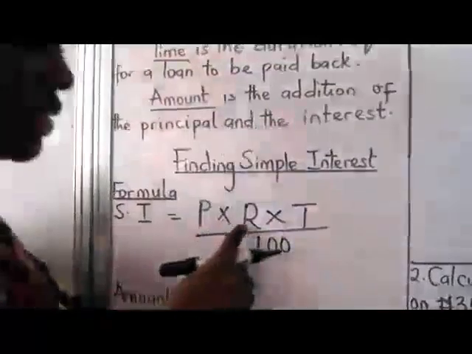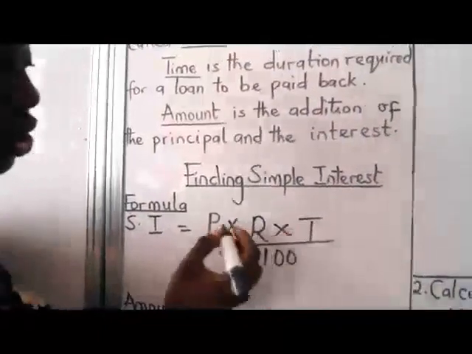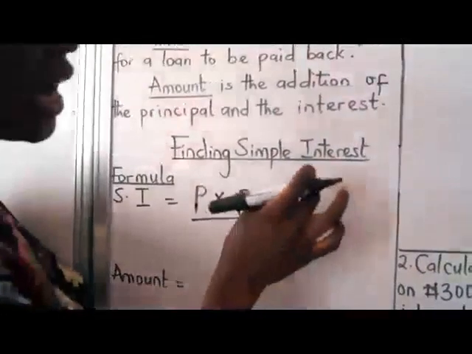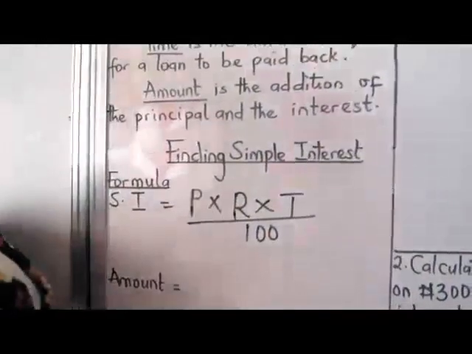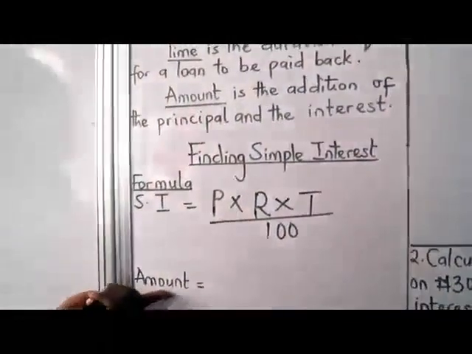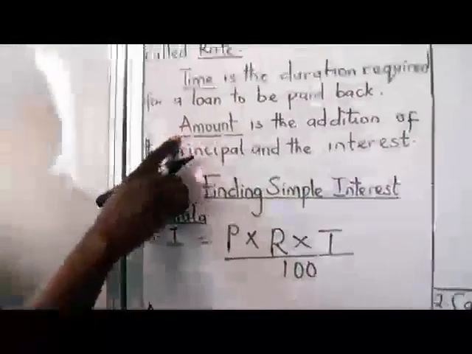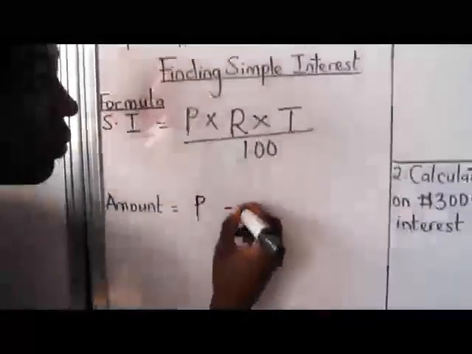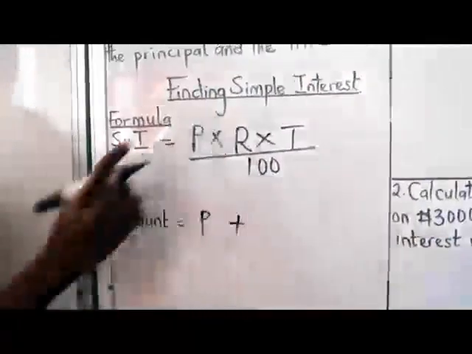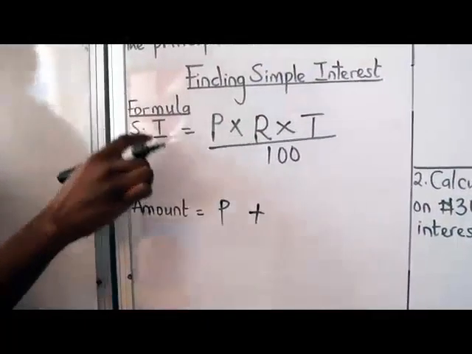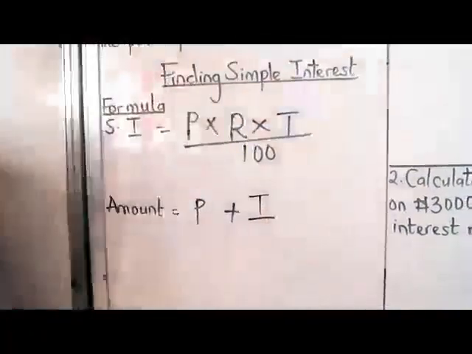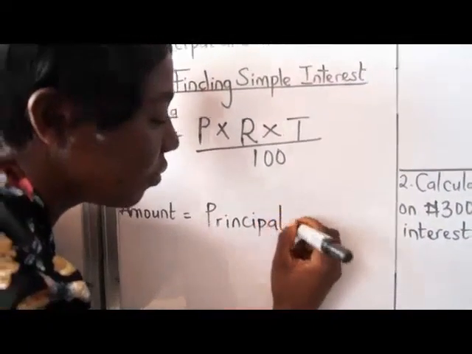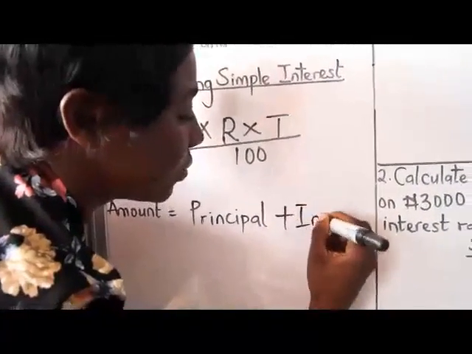Don't forget, I told you that your principal has a unit of currency, your rate has a unit of percentage, and your time is always calculated in years. Don't forget that. Now, the formula for calculating our amount, if you look at its definition, we said amount is the addition of your principal, which is represented by P, and the interest. Our interest is represented by SI, or you can represent it by R. Are we getting it? Let me write it in full. Principal plus interest.